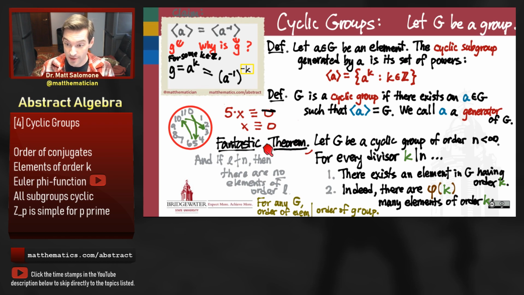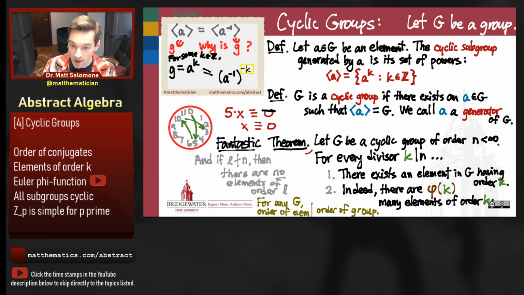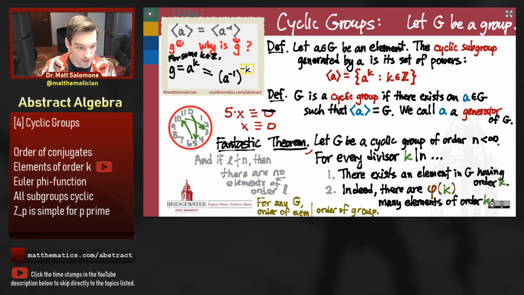The other piece of the fantastic theorem is that for cyclic groups, when L does not divide n, anything which is not a divisor of the order, there is no element of that order in the group. So what I want to do is jump directly into this part of the fantastic theorem, where we're going to look at a proof for the first assertion. The assertion that for every divisor k of n that you give me, I can give you an element of order k. So why should this thing be true? We're going to write out our napkin version of this, and then try to write up a more formal version of this proof.